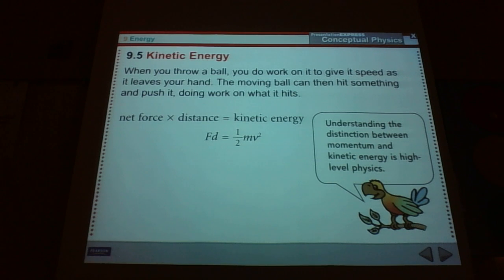Now, since kinetic energy is also a form of work, we can relate those two equations. Work is net force times the distance. That equals our kinetic energy. So we can have an equation that equals both of them, where our net force times distance equals 1/2 times mass times velocity squared. We can use that equation to help us out in various situations whenever we need to relate work and kinetic energy together.